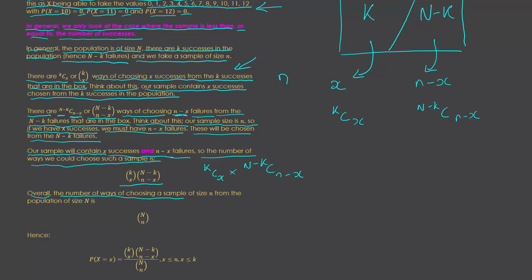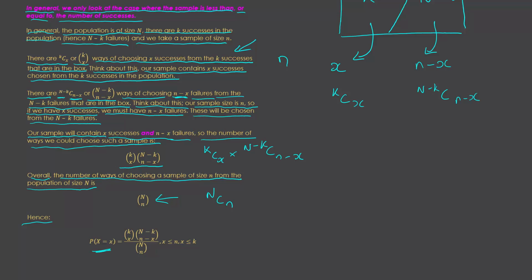Overall, the number of ways of choosing a sample of size n from the population of size big N is NCn. Hence, the probability that X is x is the number of ways we chose in our particular sample, which we discussed earlier, divided by the total number of ways. As discussed earlier, the number of successes has to be less than or equal to the sample size, and of course, x has to be less than or equal to k because there are a maximum of k successes.